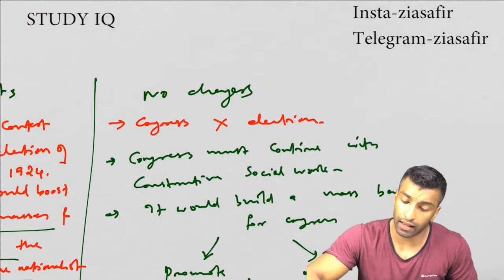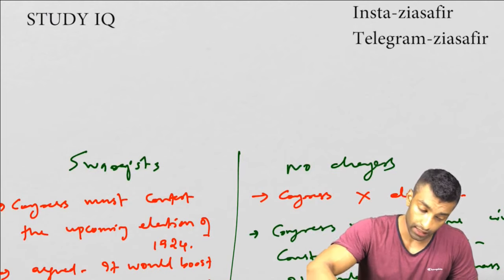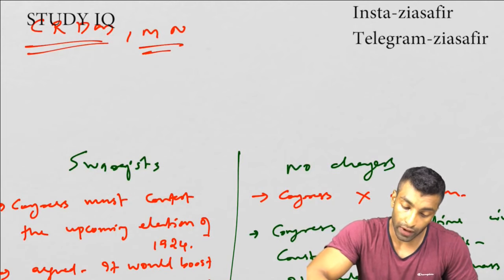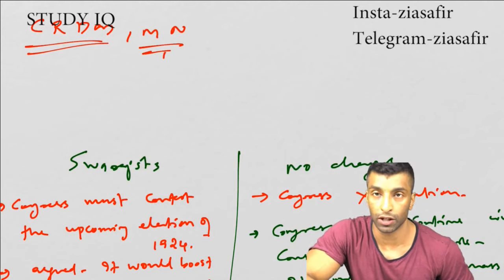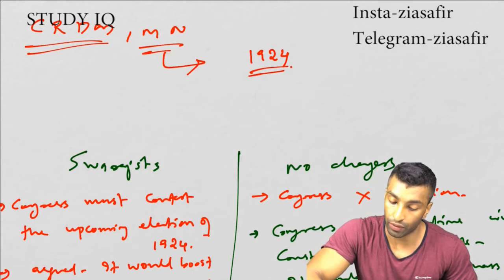Now finally Gandhi gave his nod for contesting elections, so they decided to contest elections, and Das and Motilal Nehru finally formed the Congress Khilafat Swaraj Party and they contested the election in 1924.